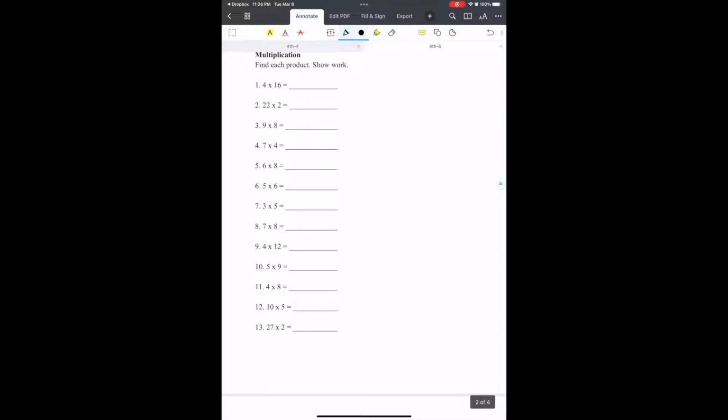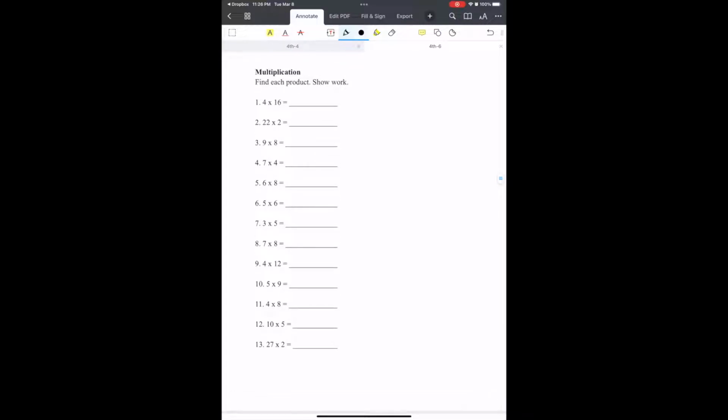So now we're going to move to multiplication. So we had to find each product and show our work. Again, 16 times 4. 4 times 6 is 24, 4 plus 2 is 6, the answer is 64. Number 2, 22 times 2. 2 times 2 is 4, 2 times 2 is 4, your answer is 44.